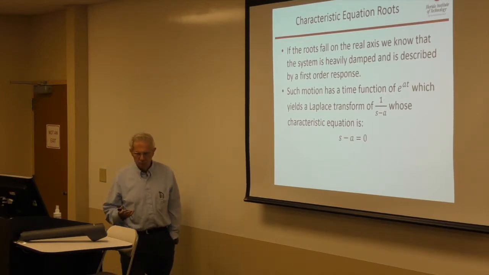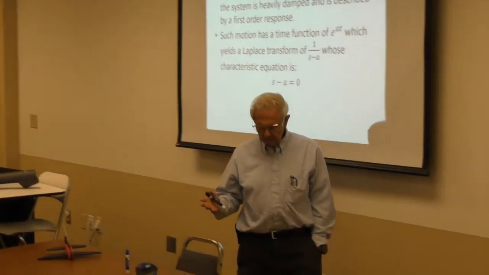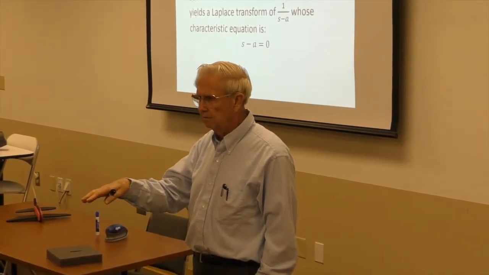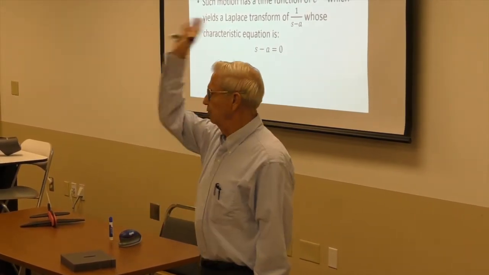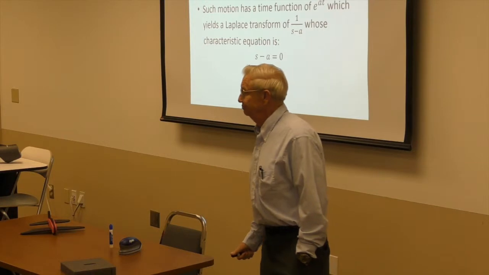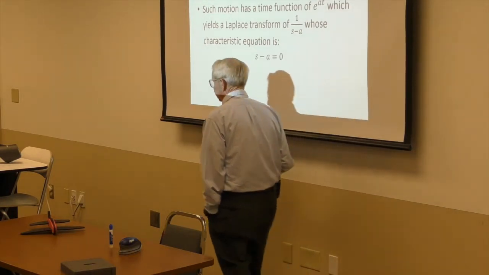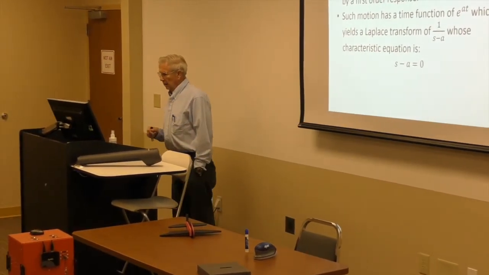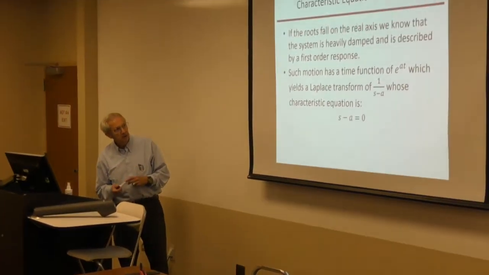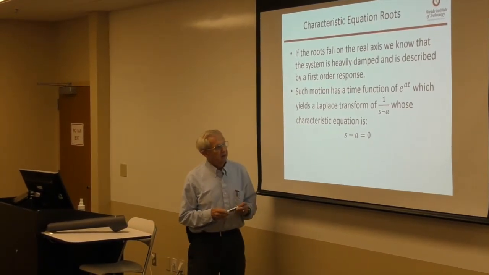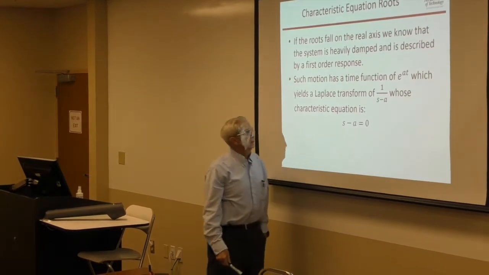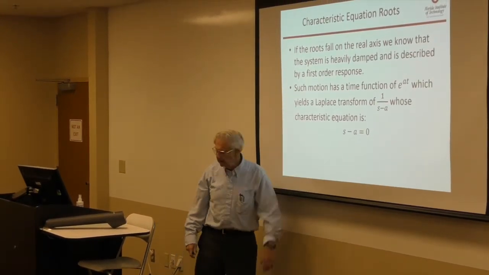Now we talked about the 3 cases where the airplane was either immediately displaced from trim and went right back to trim, okay, or if displaced, it just went away. Well, that's going to be a real root on either one side of the imaginary axis or the other. And such motion has a time function of e raised to the at, which has a Laplace transform. And this is where you can use Laplace transform. So 1 over the Laplace operator minus a, and whose characteristic equation is just s minus a equal to 0.